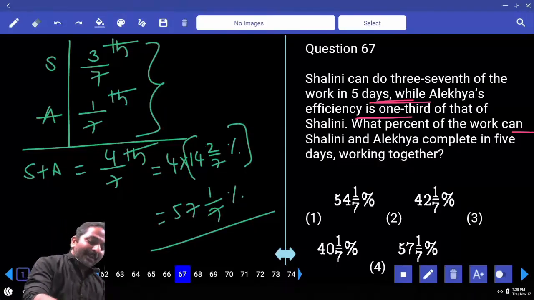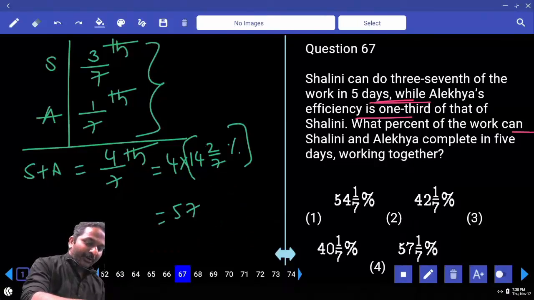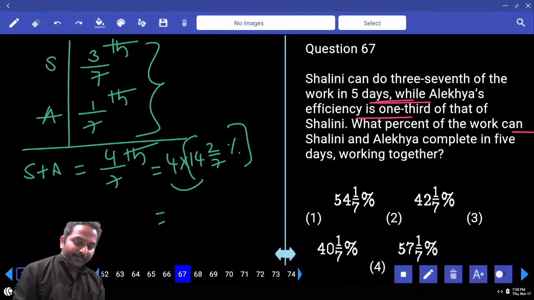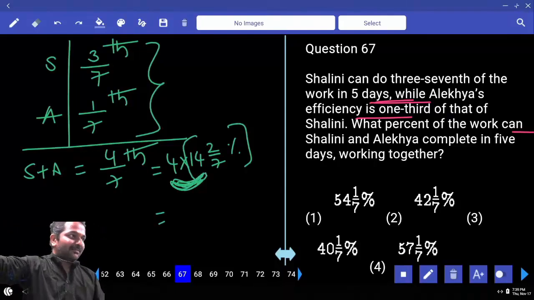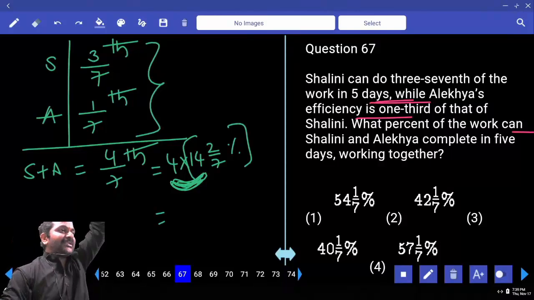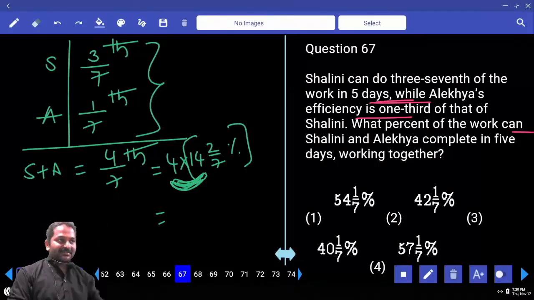You forgot the conversion. 4 × 14 is how much? So you know that the answer is more than 56, which is enough to answer the question.